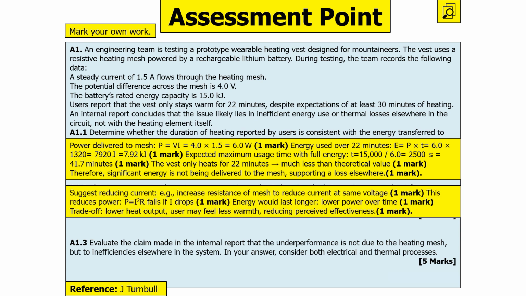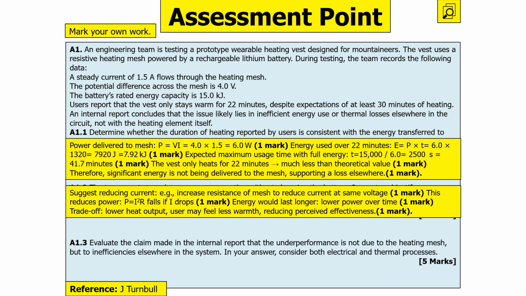So you could think about increasing the resistance of the mesh to reduce the current whilst keeping the voltage of the battery the same. So this will reduce the power, because we know P equals I squared R. So therefore P will drop if I drops. So the energy will therefore last longer, so there'll be a lower power over time. So the trade-off is that there'll be a lower heat output, so the user will feel less warmth, reducing the perceived effectiveness, but it will occur for at least a 30-minute time period.